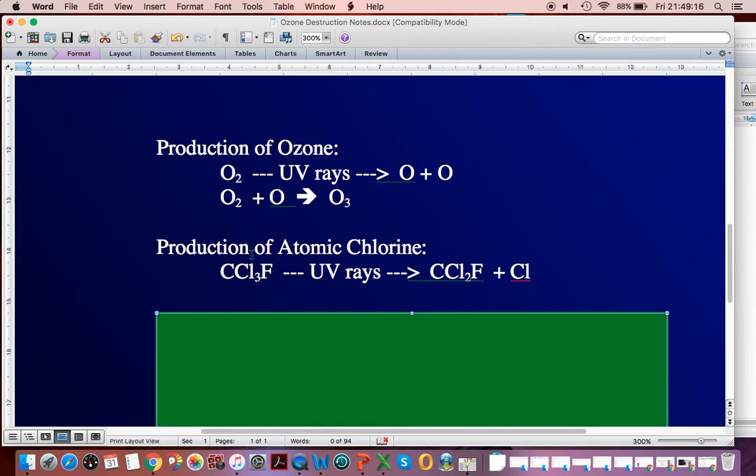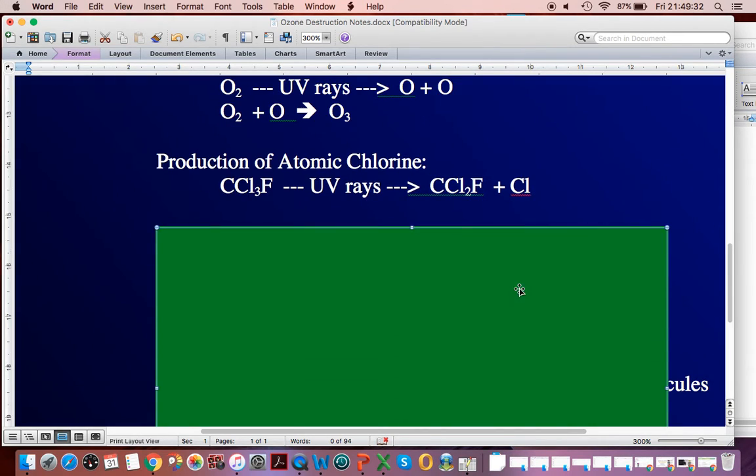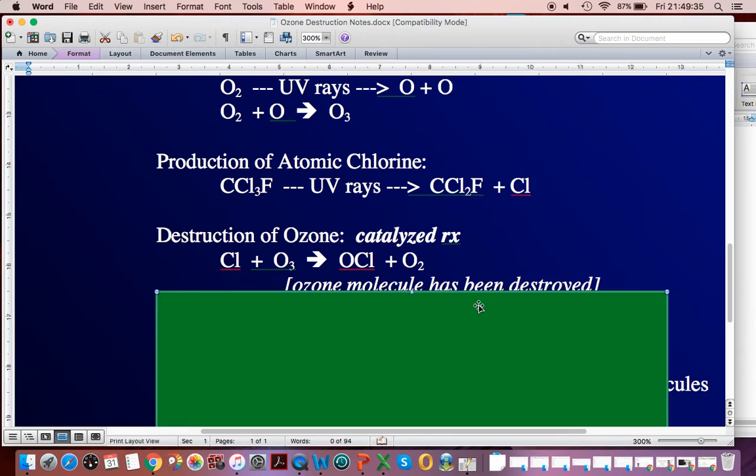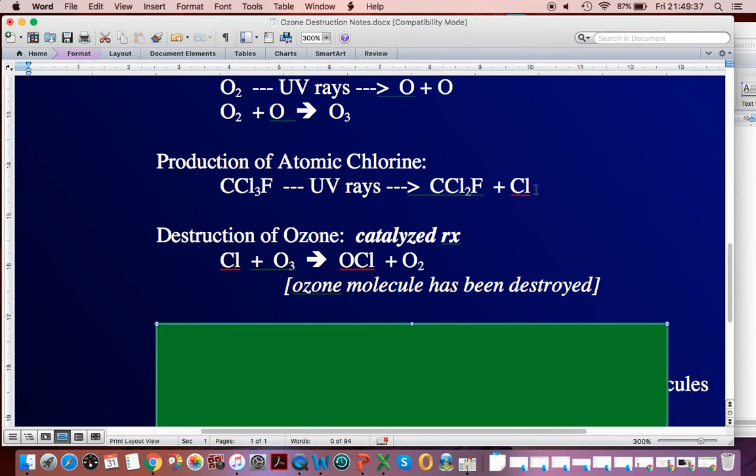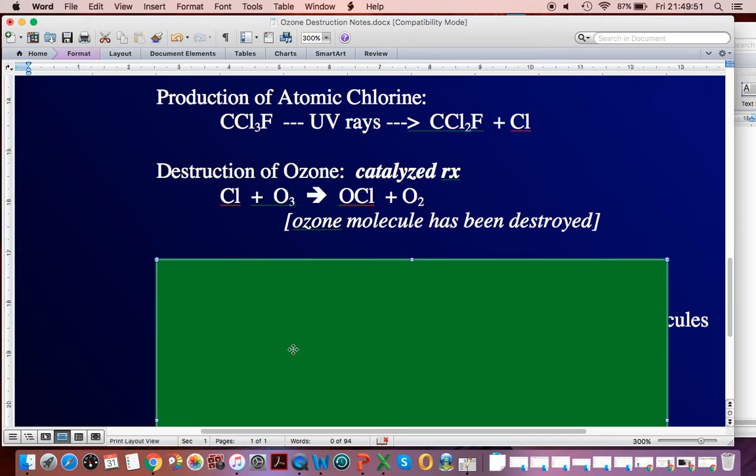Now, this talks about production of atomic chlorine. Here we have our CFC hit with UV rays, and now all of a sudden we have 2 very unstable things. Here we have carbon with only 3 things bonded to it, and we have this chlorine. And that chlorine is going to be a problem. So we made this chlorine, and this chlorine can now come along and attack ozone. It hits O3, it makes OCl and O2, so we no longer have this ozone, and that ozone molecule doesn't exist anymore, so it can't block UV rays.